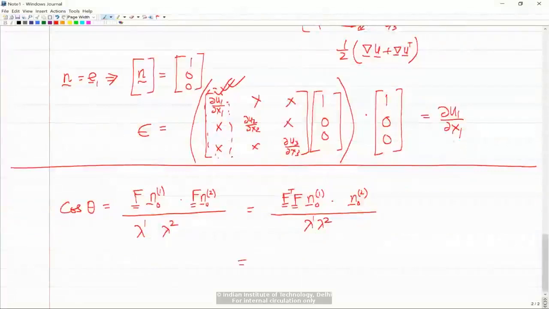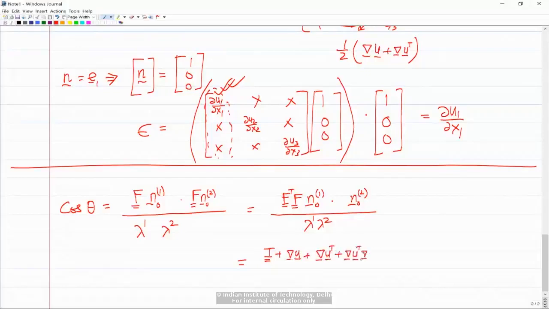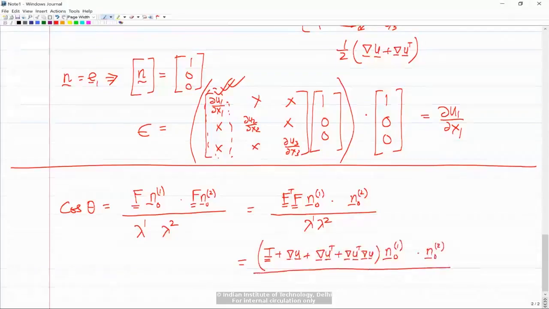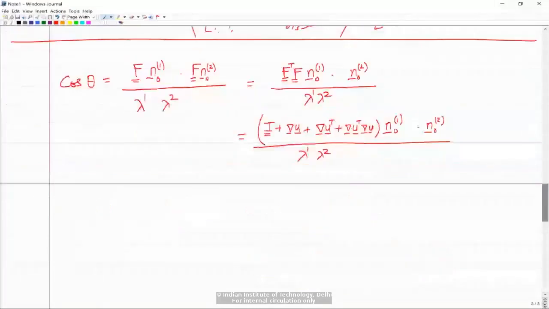All right, so you can again write this as F transpose F, write it in terms of displacement gradient, and you have I plus grad U plus grad U transpose plus grad u transpose grad u, n naught 1 dot with n naught 2, all right, divided by lambda 1 lambda 2, which is, well, let it be as lambda 1 lambda 2 for now. Okay, so this further implies that cos theta.